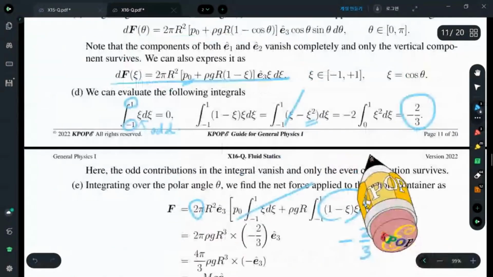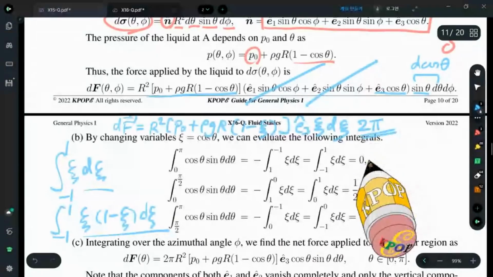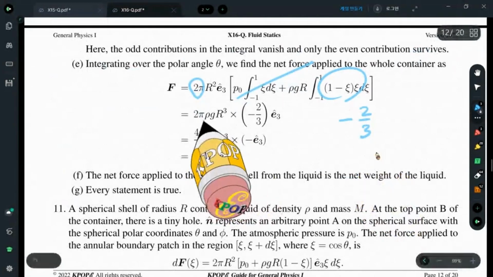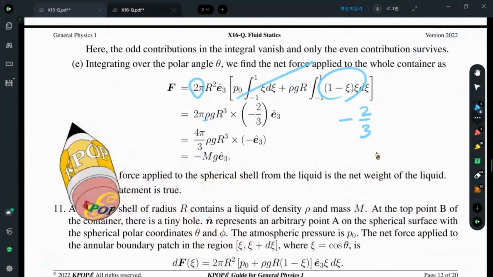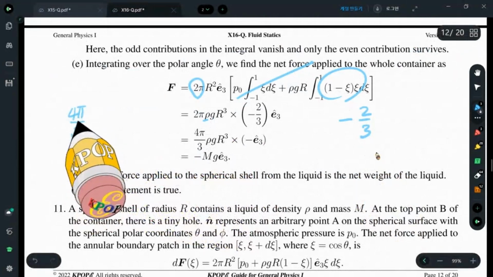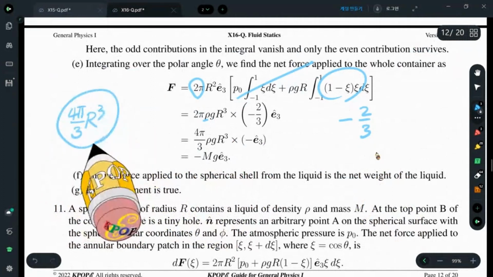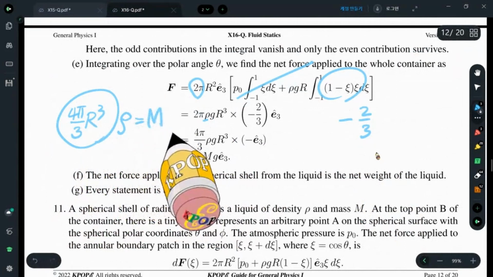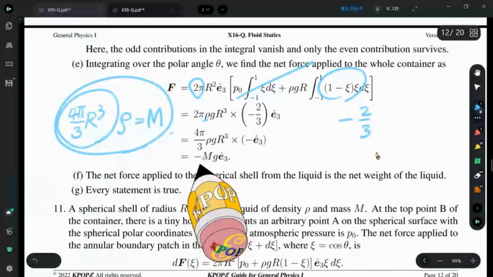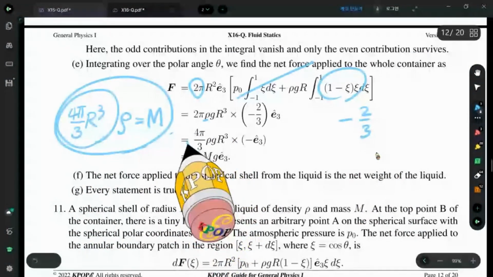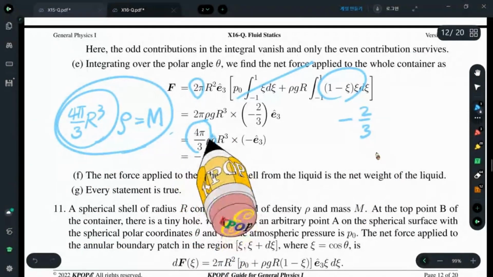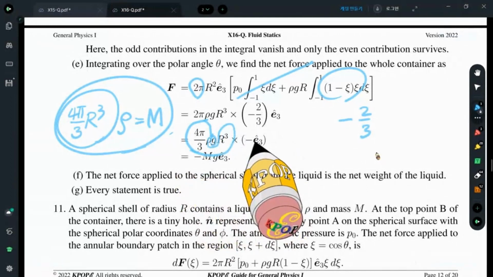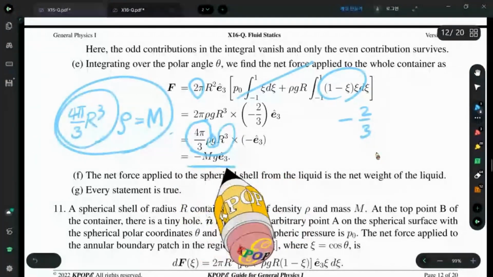Remember, this 2 pi came from the azimuthal angle integral. And we have density, and we remember the volume of this sphere is this. Volume multiplied by density should be the mass inside the sphere. So, except for G, this is mg, and we have a negative sign on it, and found this.